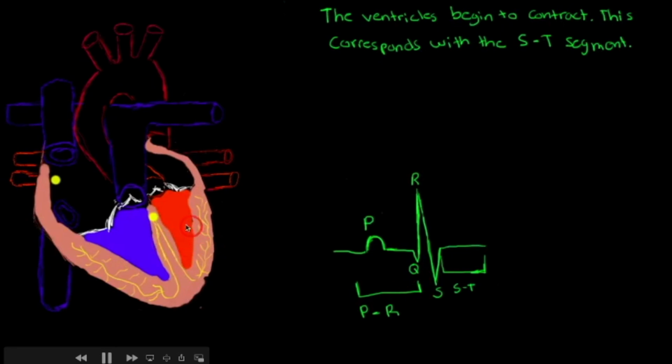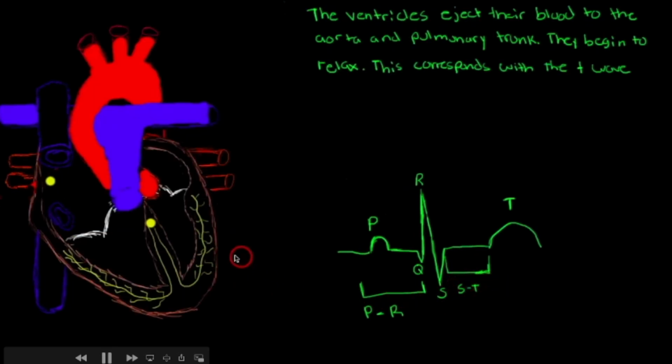After that, the ventricles begin to contract as one unit, and the pressure starts to rise within the ventricles, which corresponds to the ST segment. And then once the ventricles eject their blood into the pulmonary trunk and into the aorta, the ventricles begin to relax. And when the ventricles begin to relax, ventricular repolarization, this corresponds with the T wave on the EKG.